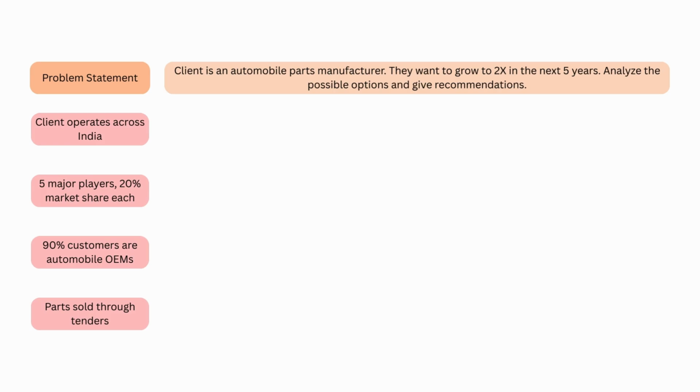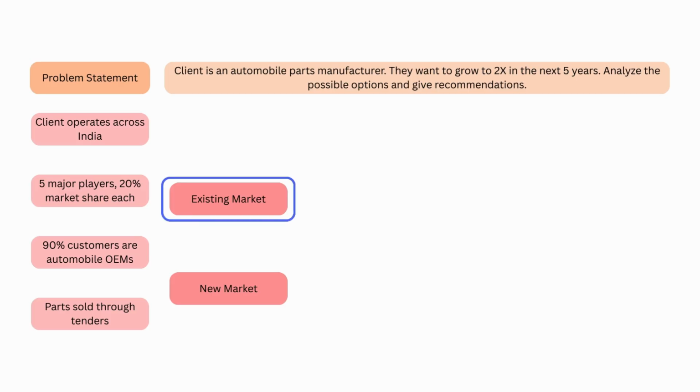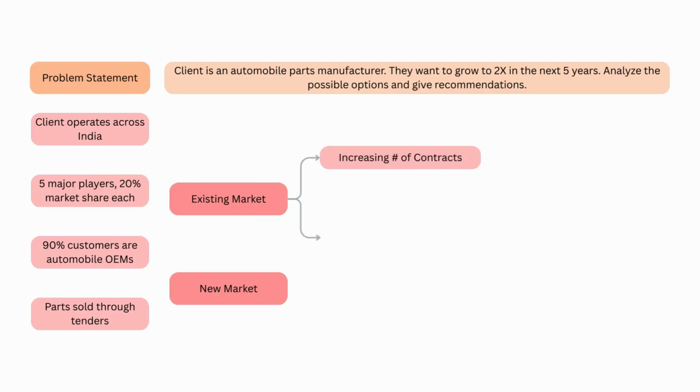Once the context is clear, we apply our growth framework. Just like before, growth can come from two paths: growth in existing markets and growth by entering new markets. Let's walk through both. Let's look into the growth in existing markets. Because revenue here comes through tenders, growing in the existing market means increasing the number of contracts or increasing revenue per contract. Let's break these down.